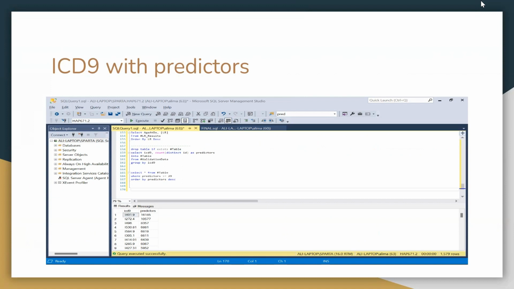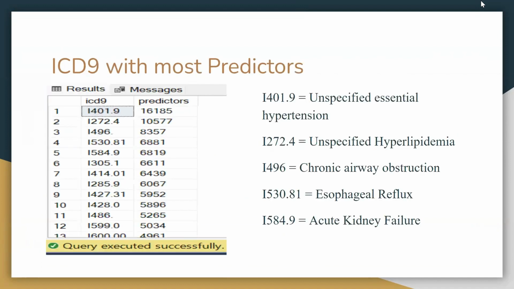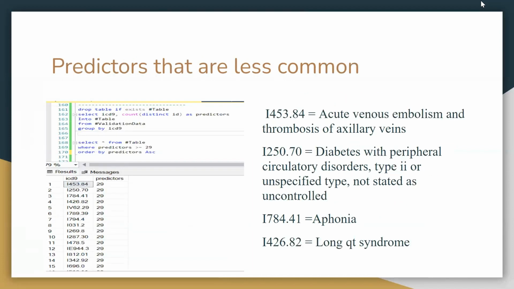So here we can take a look at the code I used to identify the ICD-9 codes with the most predictors. Here you can see that we selected this ICD-9 and distinct ID and identified the distinct ID as predictors. The ICD-9s associated with the most predictors include unspecified essential hypertension, unspecified hyperlipidemia, chronic airway obstruction, esophageal reflux, and acute kidney failure.